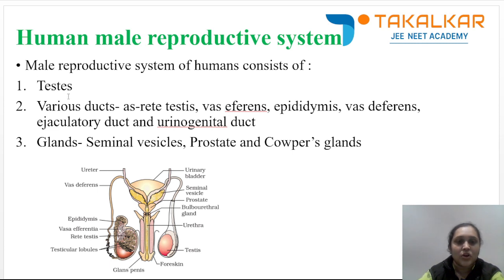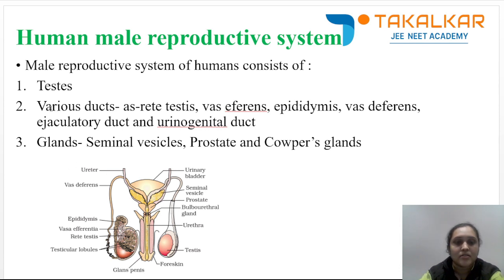So it consists of testes, which is called the essential reproductive organ. Accessory organs or accessory ducts include rete testis, which we can see over here, vasa efferentia, epididymis, vas deferens, ejaculatory duct, and urogenital duct. So these are the various accessory ducts which are involved in the human male reproductive system.